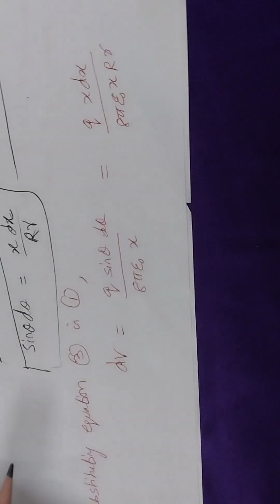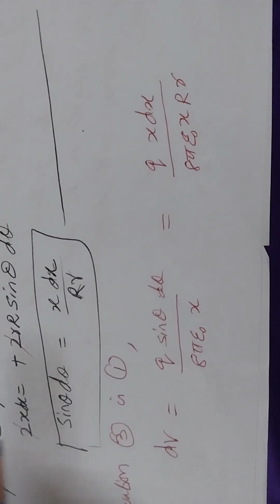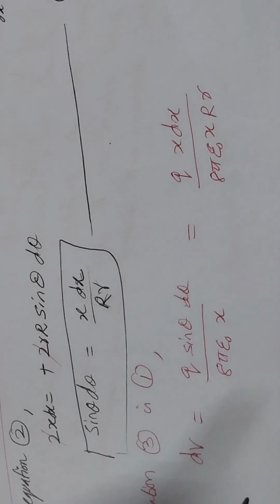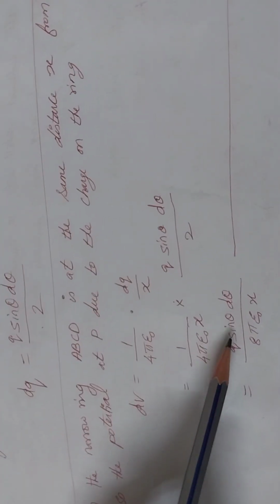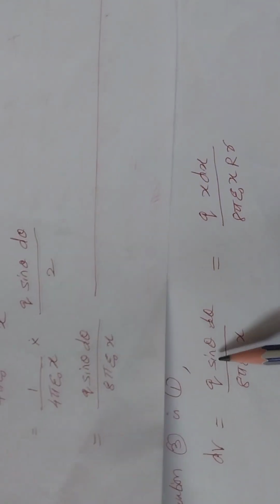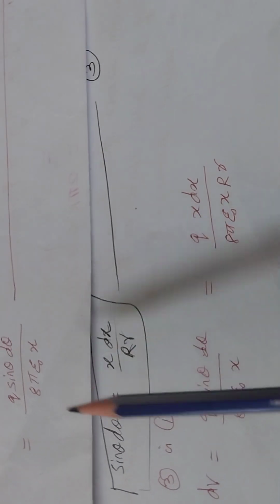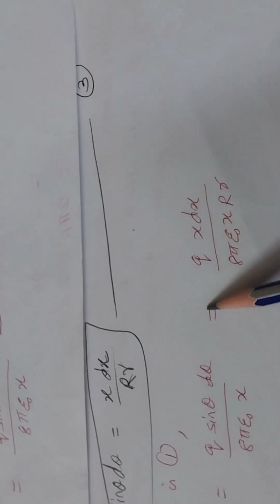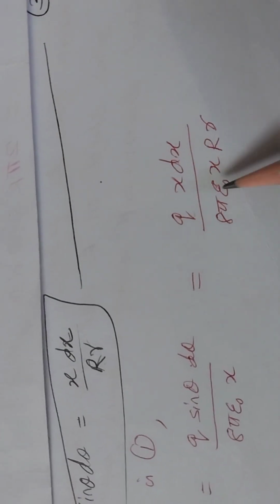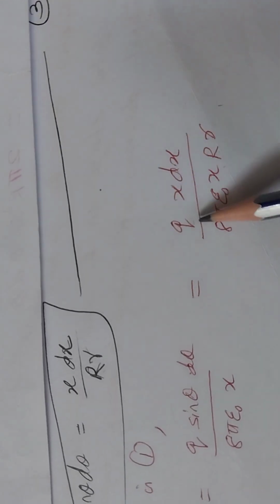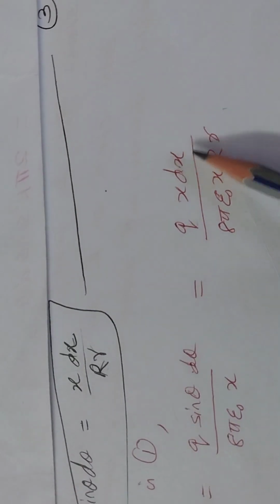And then we substitute this equation 3 in the first equation, that is dV is equal to q sin theta d theta divided by 8 pi epsilon naught x. In this we substitute for sin theta d theta, which is x dx divided by Rr. So dV is equal to q x dx divided by 8 pi epsilon naught x R r. We are replacing this sin theta d theta term with this value.